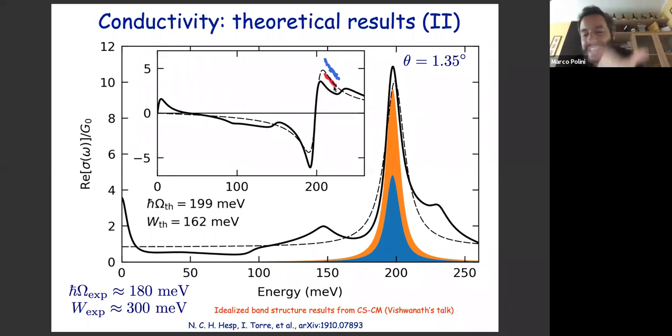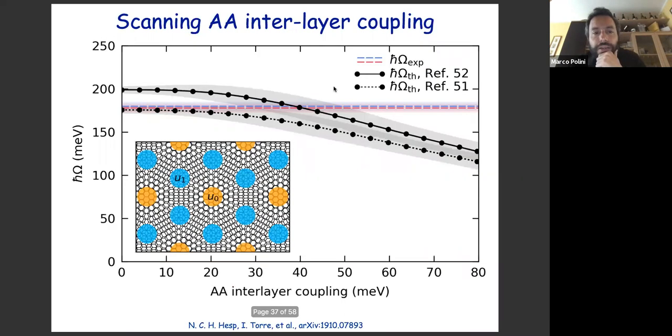So we have to understand where this peak is coming from, that gives you this resonant profile in the imaginary part of sigma that then justifies the fitting function we have used. And we have to understand how these data depend on microscopic parameters of the model.